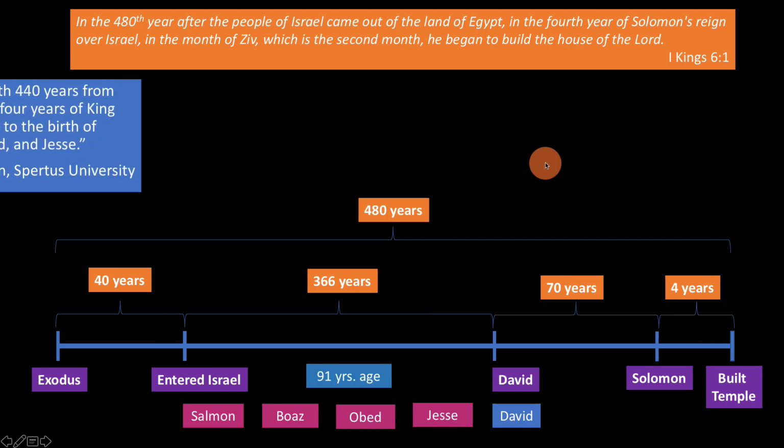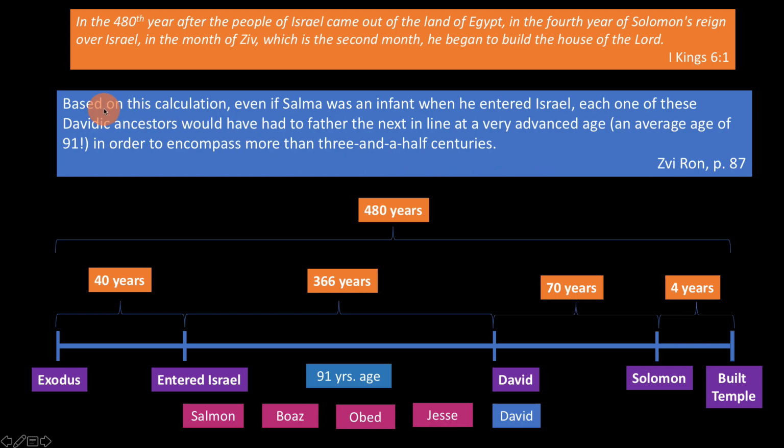So this is a point that Ron himself makes. He notes, based on this calculation, even if Salmon was an infant when he entered Israel, each one of these Davidic ancestors would have had to father the next in line at a very advanced age, an age of 91, in order to encompass more than 3.5 centuries. So Ruth's genealogy presents us with a really difficult problem, because 91 is the most conservative estimate we can give, because in 91 years of age, we are assuming that Salmon was a baby when he entered Israel.